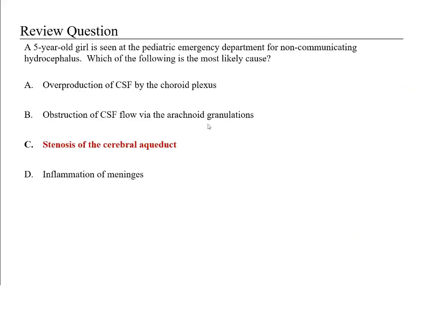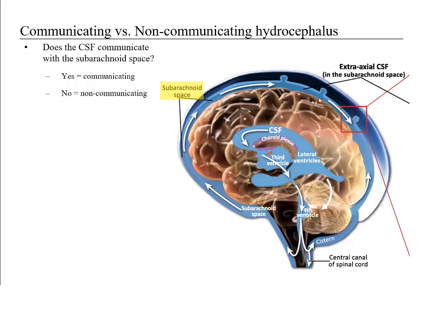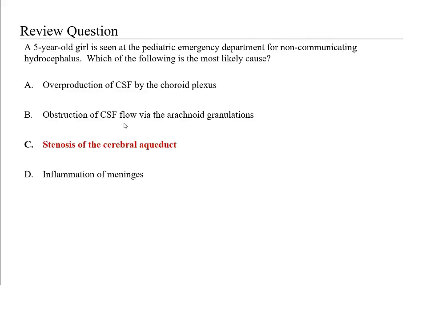So let's go back to our review question now. So in overproduction of CSF by the choroid plexus, can you communicate with the subarachnoid space? You can. So that would be communicating. Obstruction of CSF flow by the arachnoid granulations, here, there's still CSF communicating between here and here. It's just blocked right here. So this one also would be communicating hydrocephalus.